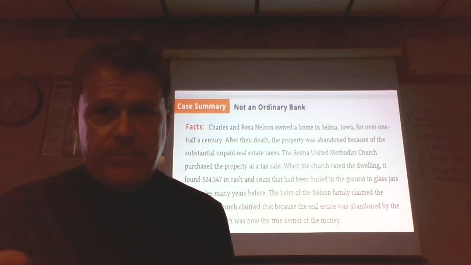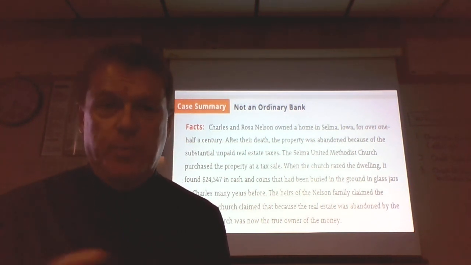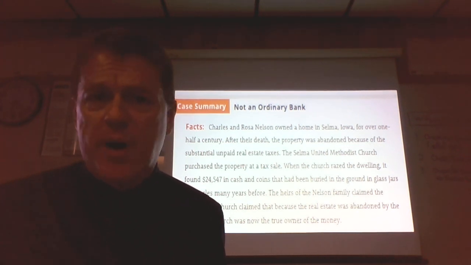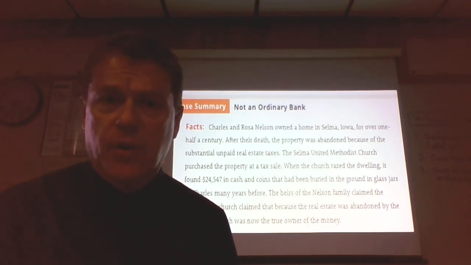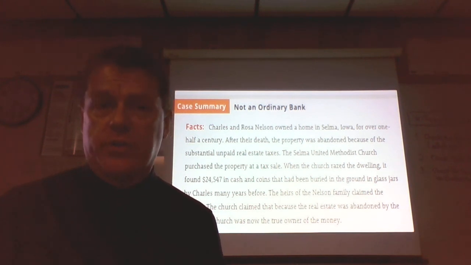Selma, I doubt many of you have been through that town, is a very, very small town. And so people talk. Family members of the elderly couple showed up and said, okay, we'll take our money. And the church was like, you guys didn't claim this property. We bought it. We own it. Whatever's in the ground is ours. If it's money or oil or diamonds or whatever, it's ours.